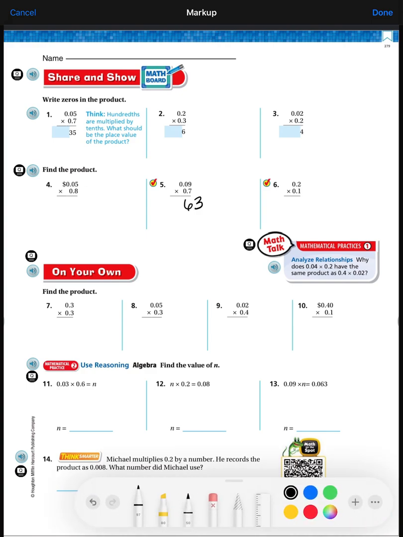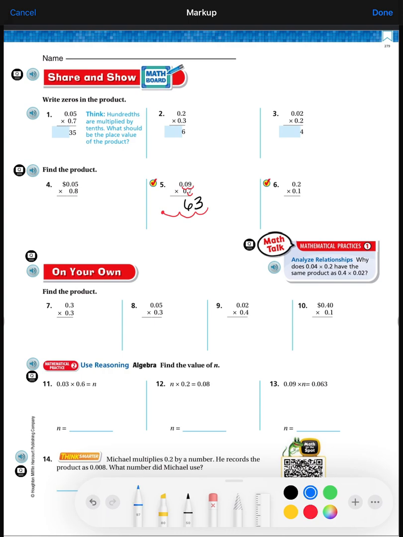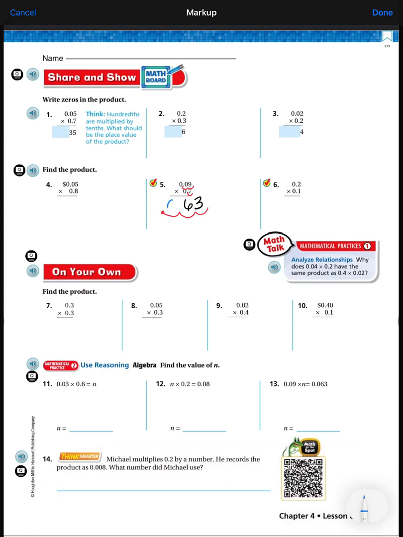Okay, we know 9 times 7 is 63 because that's basic math that we're doing in our head. Now let's place our decimal point. We see we have to move it 1, 2, 3 spots. Place that decimal. We also have to add our zeros as our placeholders, and I'm going to use blue to do that. So we add a 0 here as a placeholder and a 0 right before the decimal point because we do not have a whole number there.